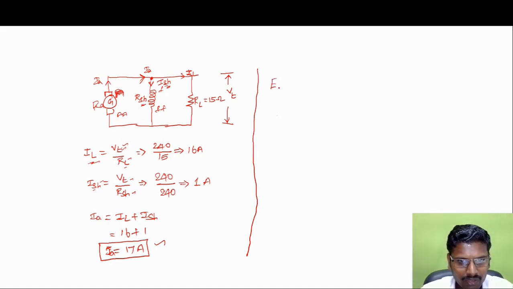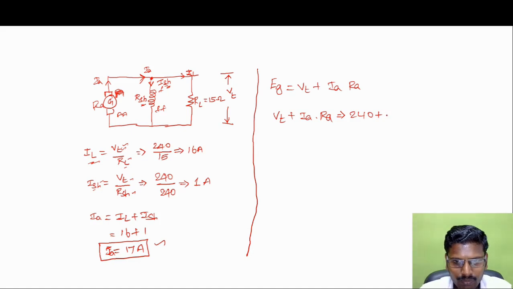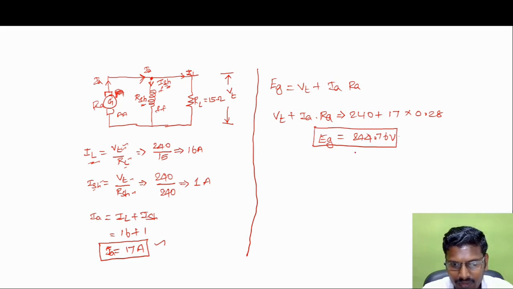Now we are going to find the value of EG. EG is equal to VT plus IA RA, which is 240 plus 17 amps into RA 0.28 ohm, which is equal to 244.76 volt. So EG is equal to 244.76 volt. We have found the second parameter.